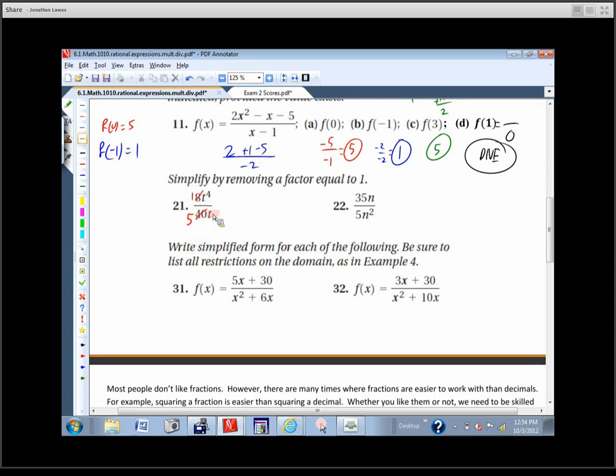I've got 1 t on the bottom and 4 t's on the top. That means one of these is going to cancel. How many are left? 3. So on the top, I've got t cubed, and on the bottom, I've got a 5. That's it. Done. End of story. That's the problem.